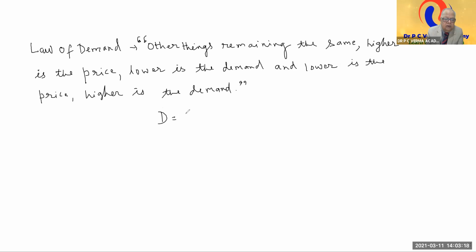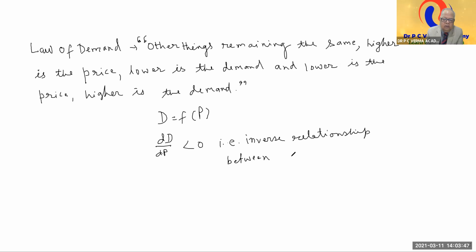Demand is a function of price. DD by DP is less than 0. That is an inverse relationship between price and demand.